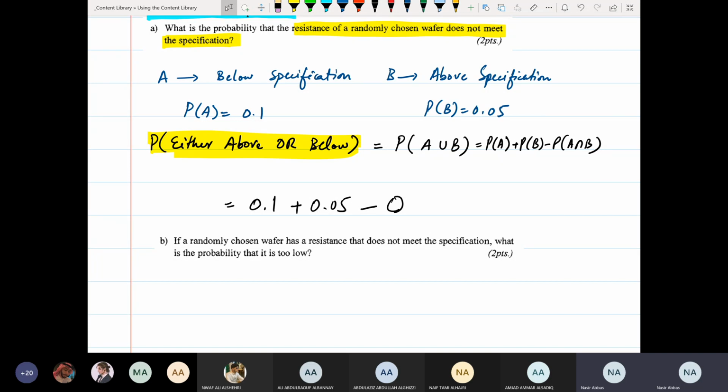So let us talk about the second part. If a randomly chosen wafer has a resistance that does not meet the specification, I'm going to highlight it with this blue color. This is given information. What is the probability that it is too low? Too low means below specification. So what is required in this question, and what is given in this question?